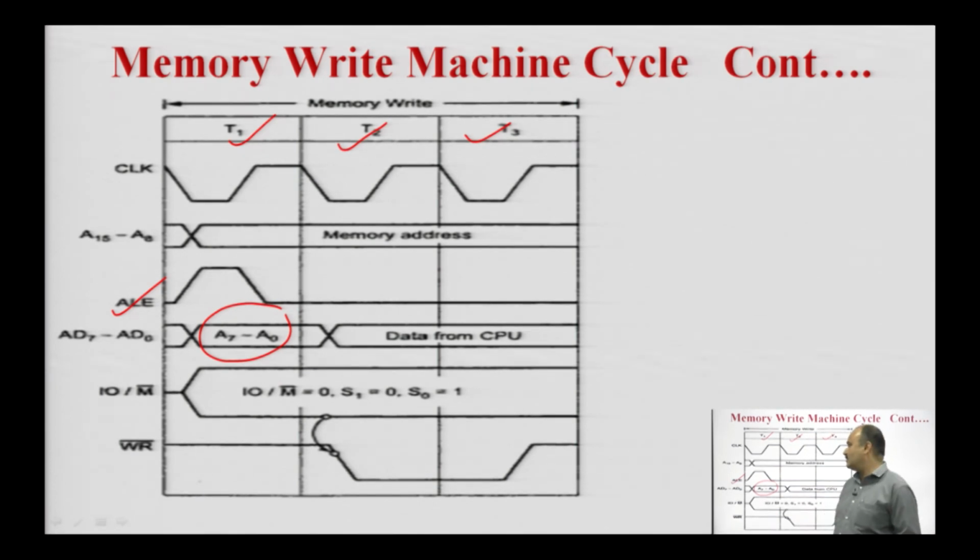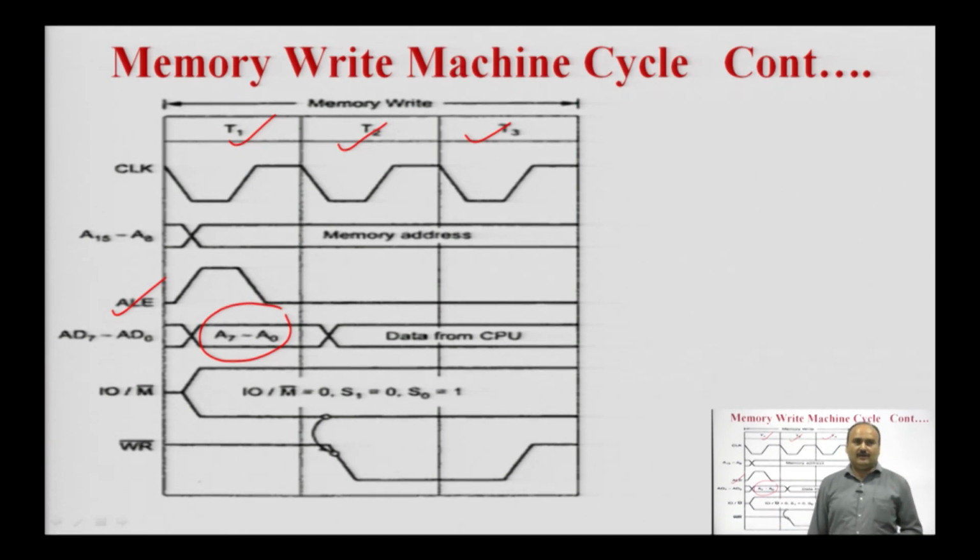With the help of A0 to A15, the 16-bit address lines, the processor will carry the 16-bit address for the memory. The status signals generated by the microprocessor for the memory write operation are IO/M equals 0, S1 equals 0 and S0 equals 1. This is called the memory write machine cycle.